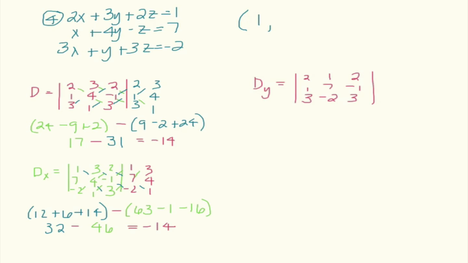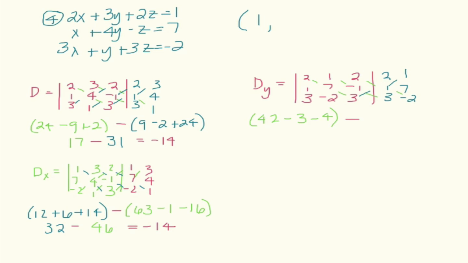My next determinant is determinant d sub y, so this time my y column is being replaced by my constants. And once again, I need to rewrite out those first two columns, and we're ready to go. So this time, 2 times 7 times 3 becomes 42. 1 times negative 1 times 3 becomes negative 3. 2 times 1 times negative 2 becomes negative 4. I know I need to subtract.